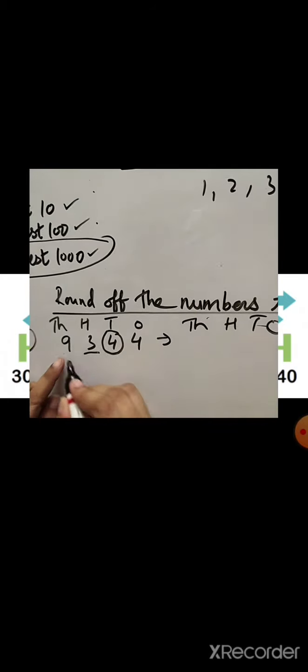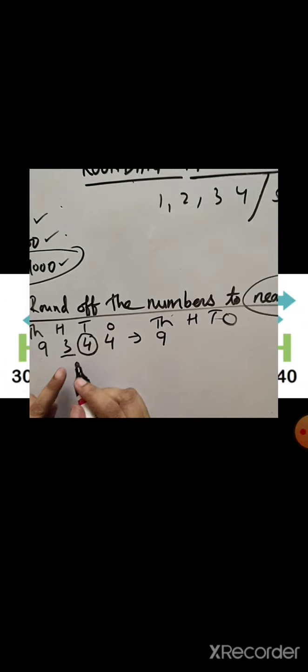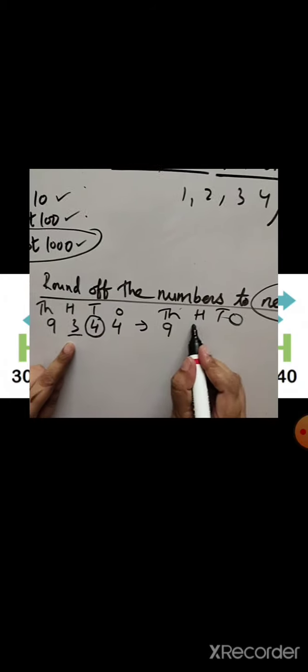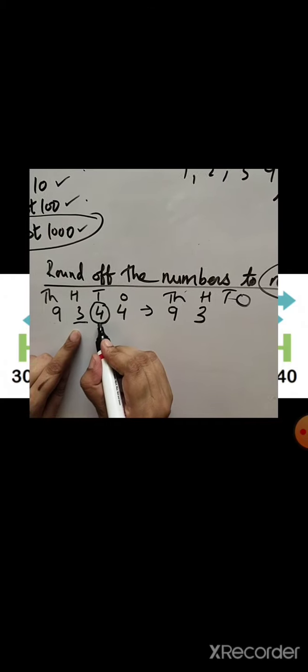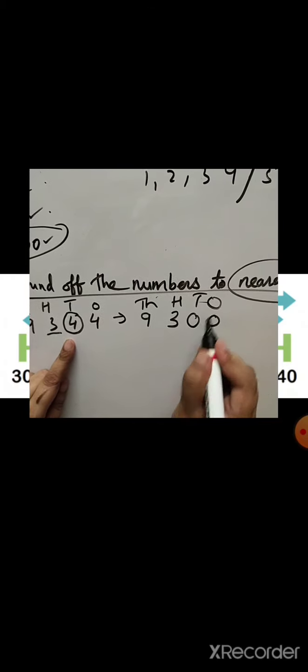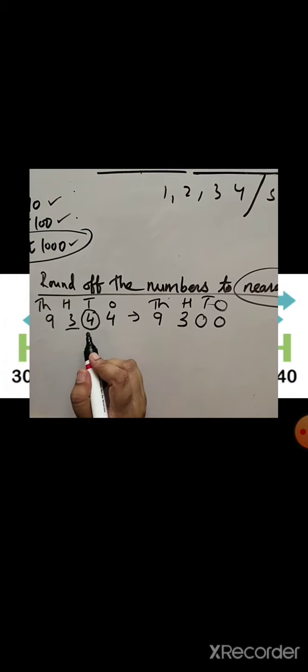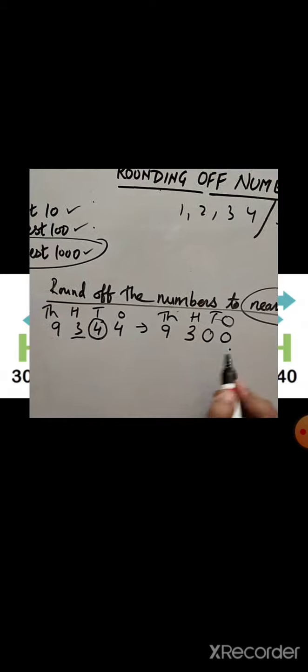So what will be the answer? 9,000 will remain 9,000 only. 3 at hundreds place will remain 3 only because it is less than 5, and these two positions will become 0, 0. Okay, so 9,344 is rounded off to 9,300.